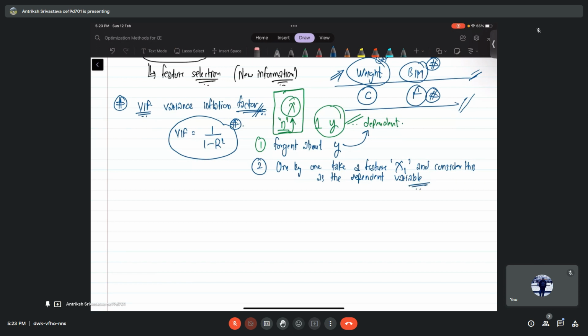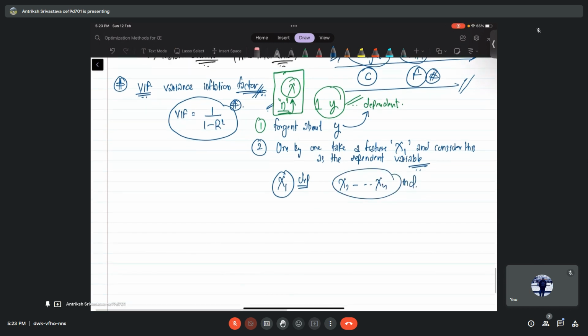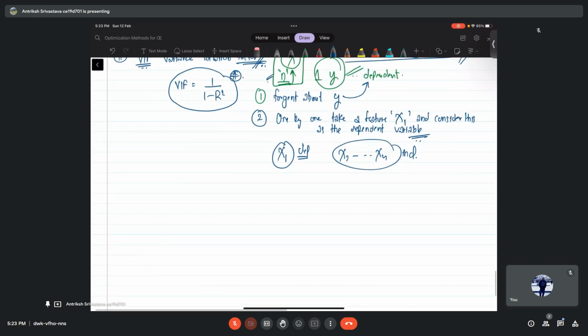Okay, so you had n features. What you do is consider x1 as the dependent variable and x2 to xn as independent variables, and now you fit your linear regression. After doing that, you calculate the r square for that.